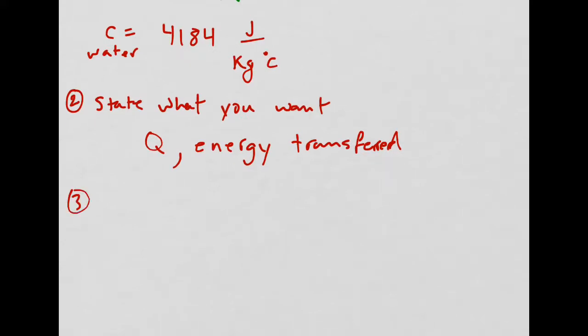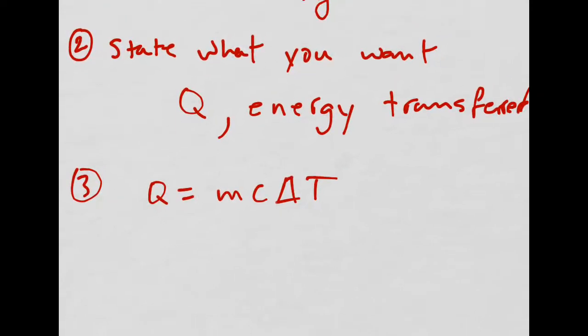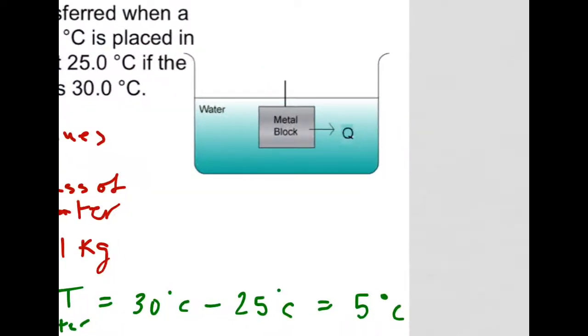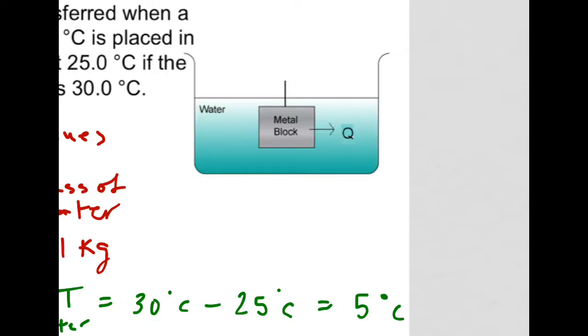Step 3 is to choose your equation. So that one we already decided. We're going to have Q equals m c delta T. And we're going to do it for water, because the energy transferred from the aluminum is the same energy that's transferred to the water. We're assuming this is a perfect system. Nothing's being lost by the container. We're pretending that none of the heat is transferred into the container or into the atmosphere here. We're saying it all transfers to the water.